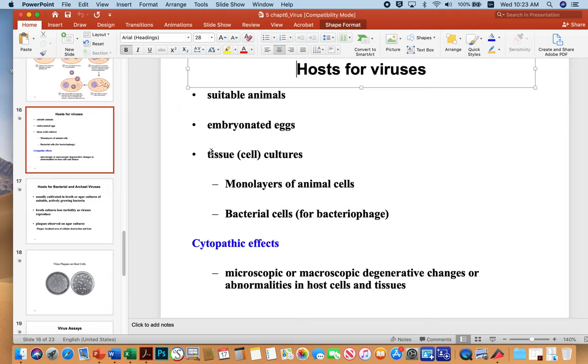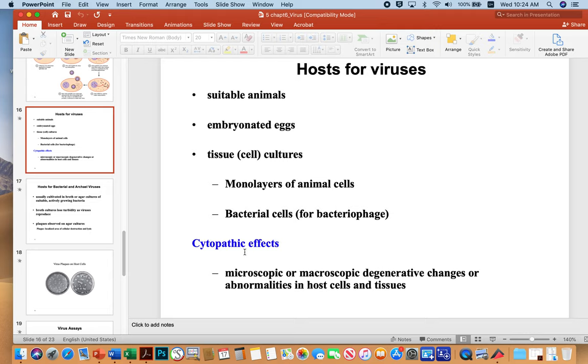Probably the easiest way to work with viruses is in tissue culture or cell culture, and this is what we would have done in the lab working with bacterial viruses and bacterial cell cultures. So we can use monolayers of animal cells that are propagated from an individual. Usually they're cancer cells or something that you can get from somebody, and then you can grow them forever in culture. Similarly, we can use bacterial cells to grow bacterial viruses.